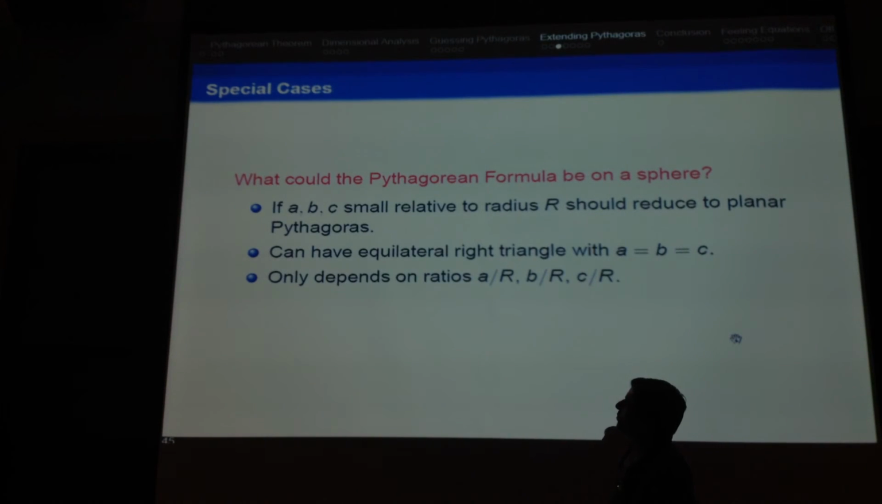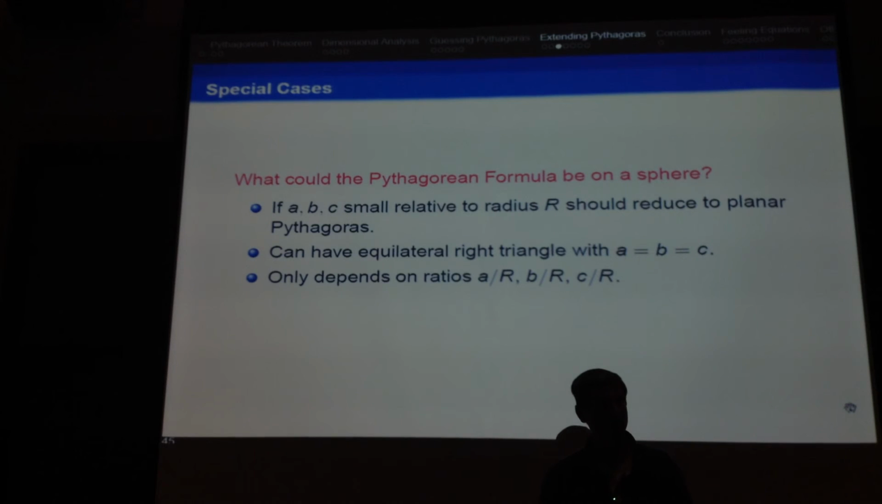So here are some facts we know. If A, B, and C are small relative to the radius r, I claim it should reduce to the regular Pythagorean formula.